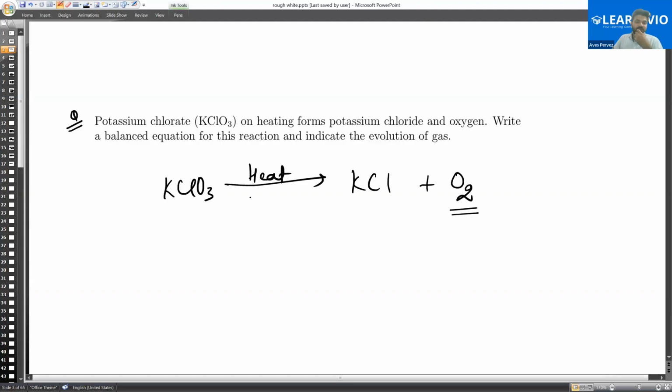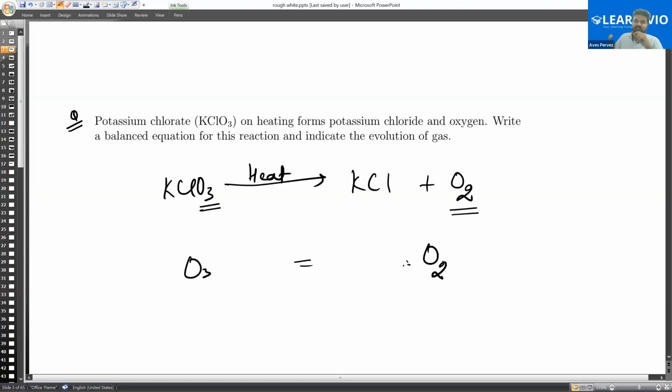So by what number should I multiply this so that it becomes balanced? Only the oxygen. How many oxygen atoms are there? 3. And how many are there on the other side? 2. By what number should I multiply, because this is an individual atom, so that it will become 3?